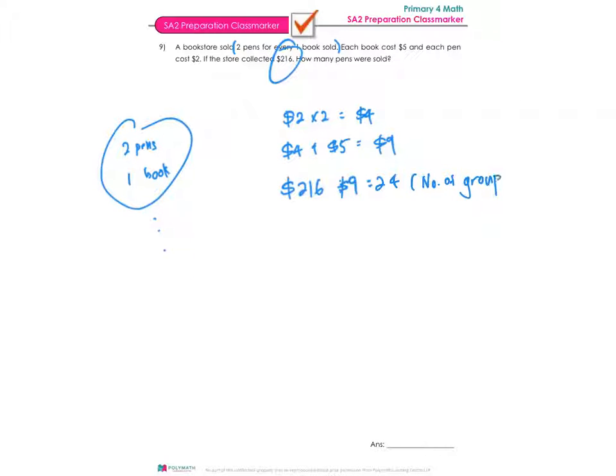I specifically stopped here and wrote down the number of groups because many students make mistakes here. They think 24 is automatically the answer. Sometimes it is, but if you automatically assume, then if you're correct, it's just lucky. So that means the bookstore sold 24 groups of 2 pens and 1 book. So the last step will be 24 groups multiplied by 2 pens, because in 1 group there will be 2 pens. Alright, so the answer is 48.